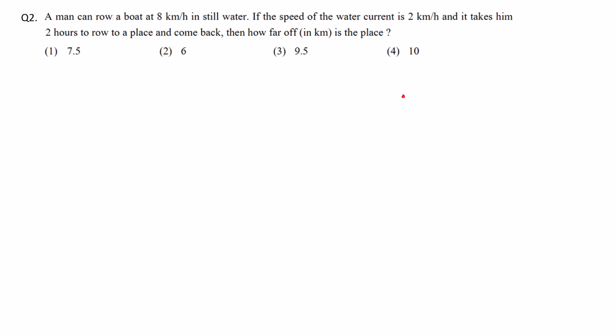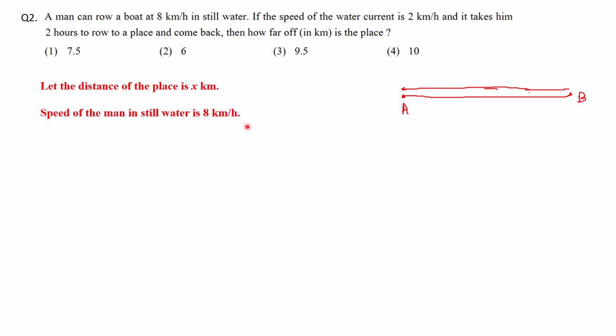Suppose a person started from here and he has to reach this place. Suppose this place is B. So the time is given for going from A to B and coming back from B to A together, it is given as 2 hours. Okay. So first of all, we'll assume let the distance of the place be x kilometers. Now it is given speed of the man in still water is 8 km per hour and speed of the water current is given as 2 km per hour.